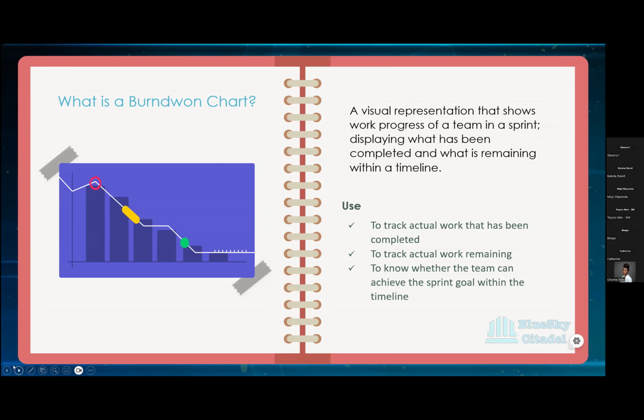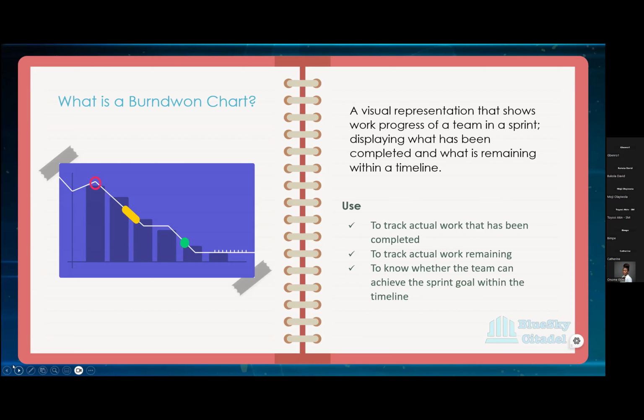The bars are the amount of work that was in the sprint, and when they keep reducing, it shows that they're burning down. So it's like you have a heap of things, and then it starts going down, going down. That shows that it's burning down. And then what do we really use it for? What do we use a burndown chart to do?